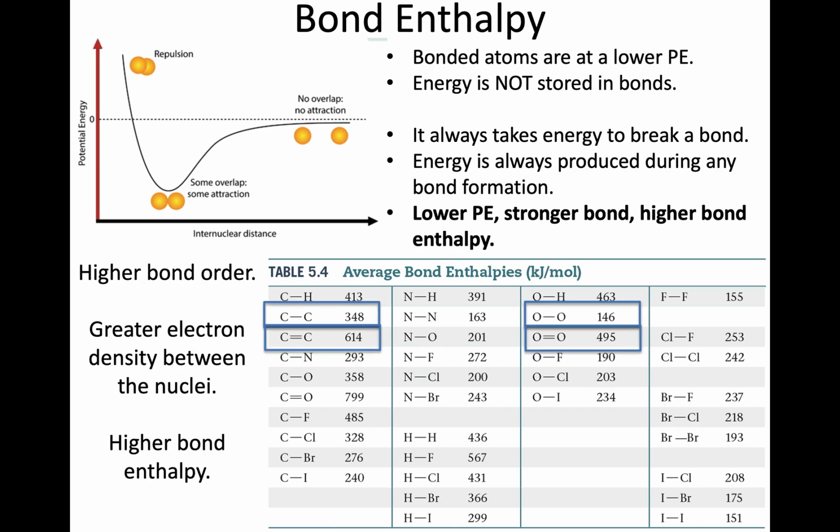Let's connect this to the idea of electron density. If we compare single bonds between carbon atoms with double bonds, or single bonds between oxygen atoms with double bonds, we see that as we have a higher bond order, there's greater electron density between the nuclei, and that's leading to a higher bond enthalpy. I go back to all of these terms now, and I can add to it the idea of bond order. As the bond order is going up, the potential energy is going down. It's becoming a stronger bond, and it has a higher bond enthalpy.